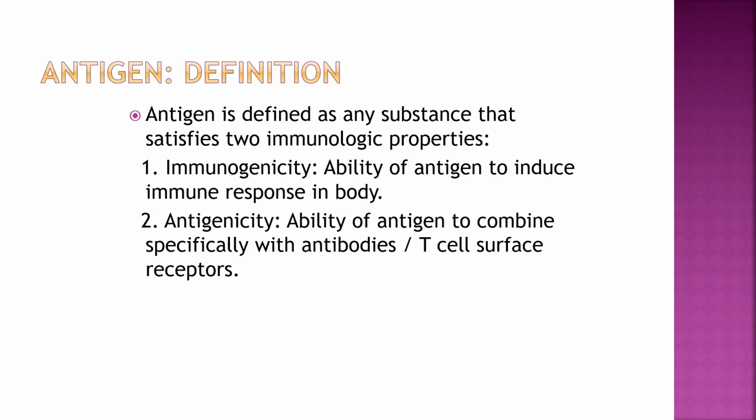So now we will see the definition of antigen. Antigen is defined as any substance that satisfies two immunological properties, that is immunogenicity and antigenicity. What is immunogenicity? It is the ability of antigen to induce immune response in the body. And what is antigenicity? It is the ability of antigen to combine specifically with antibodies or T cell surface receptors.